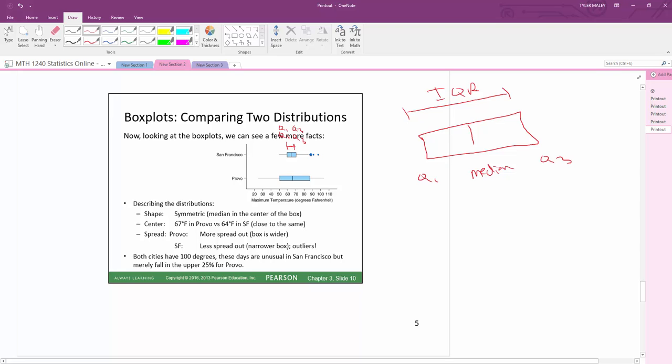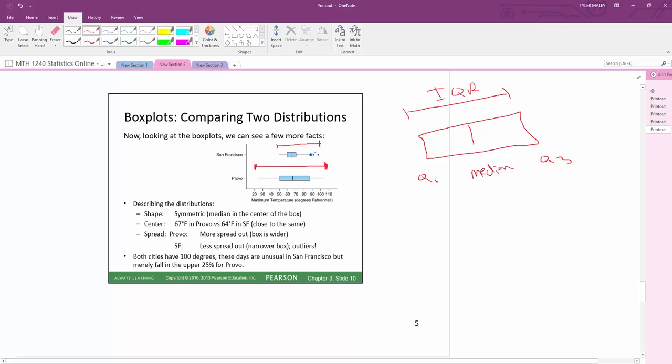All right. So we're comparing San Francisco with Provo. What jumps out to me is that for San Francisco, the IQR is much smaller than for Provo. Another thing that jumps out to me is that Provo covers a much bigger span of our data values. The actual range is a lot bigger.